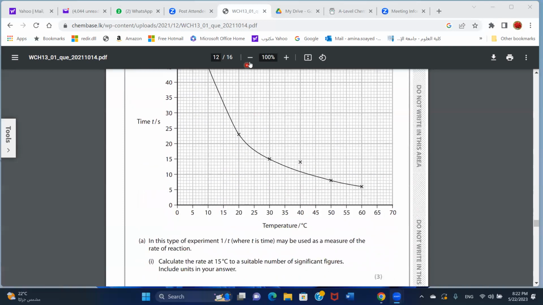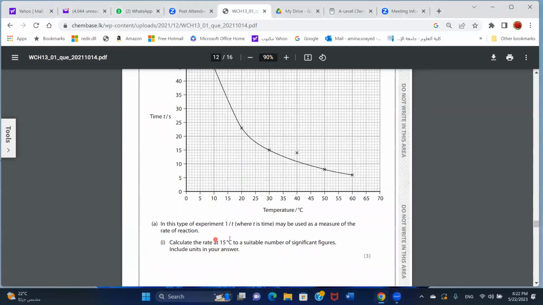In this type of experiment, 1/T, where T is the time, may be used as a measure of the rate of the reaction. Calculate the rate at 15 degrees Celsius to a suitable number of significant figures. Include units in your answer, Abdurrahman.